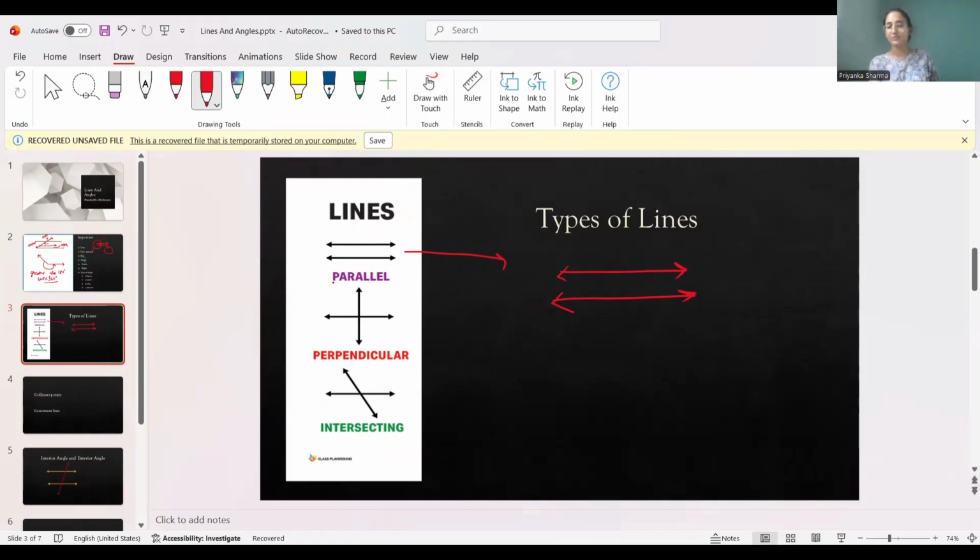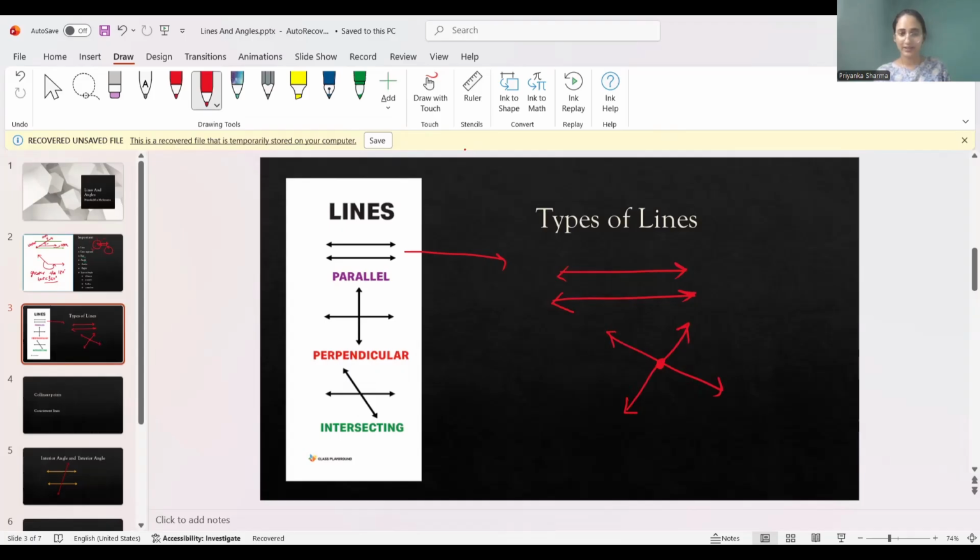And if lines meet, if one line is moving like this and another line is here, but they are cutting each other at some point, it could be 1 point, 2 points. These are called intersecting lines.